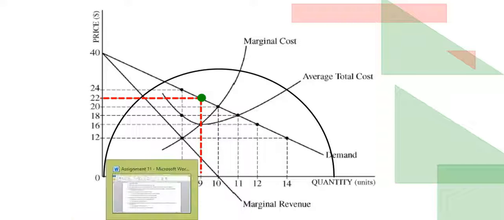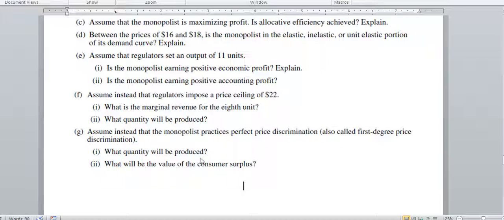What's next? I think there's one more thing. Assume instead that the monopolist practices perfect price discrimination. It's also called first-degree price discrimination. What quantity will be produced, and what will be the value of consumer surplus? Well, right away you know that if we practice perfect price discrimination, consumer surplus is always 0, because we are charging every consumer the maximum price that they would pay.